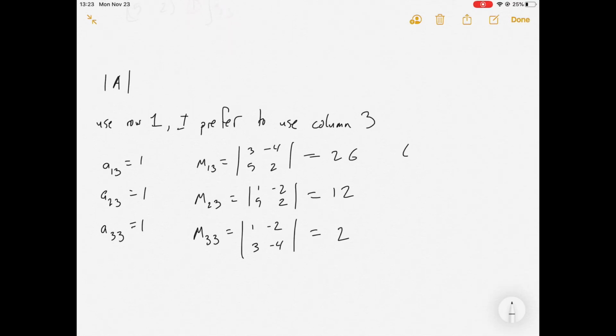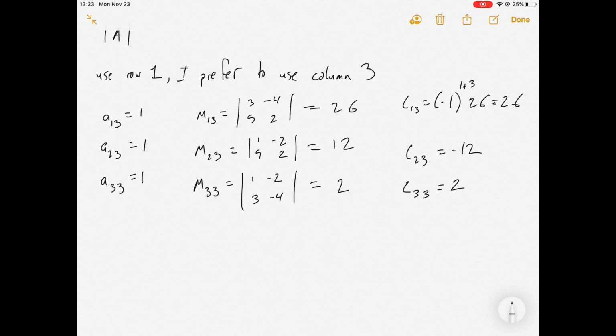And then the final step is to do C13, which is really the exact same thing as the minor, except it might be different by a negative. So I'll go ahead and just write these out. Okay, now we're going to multiply.